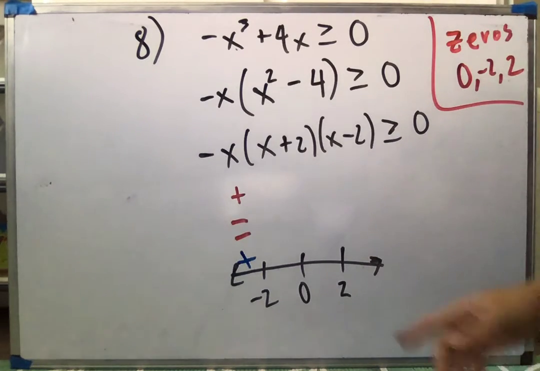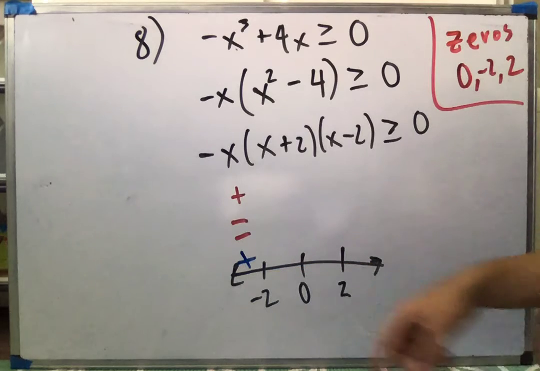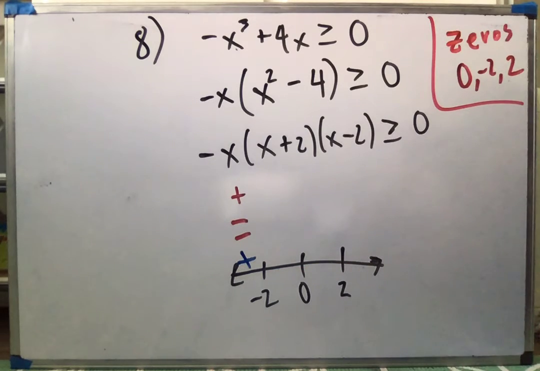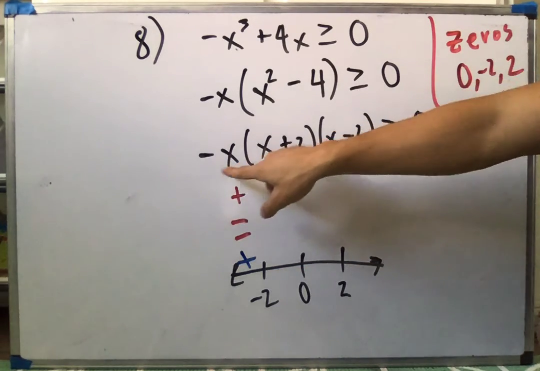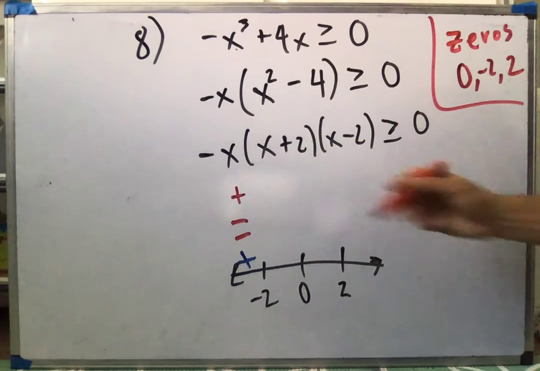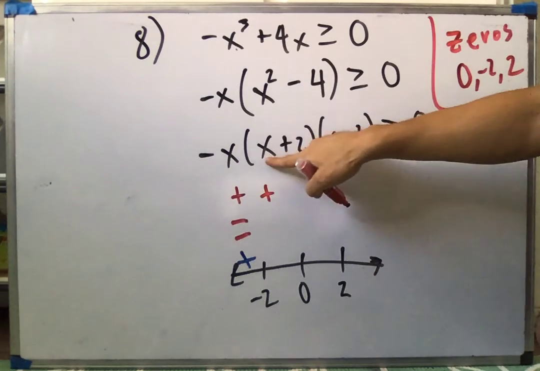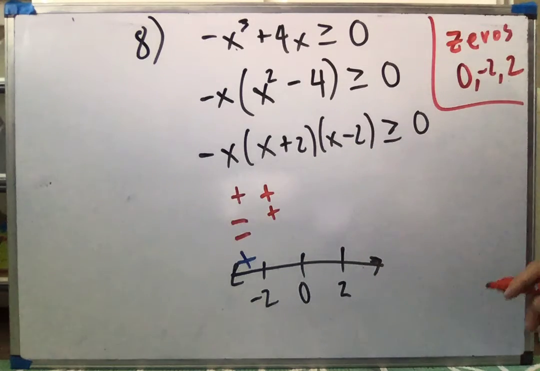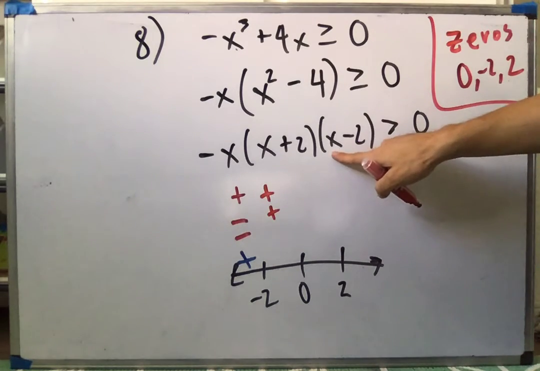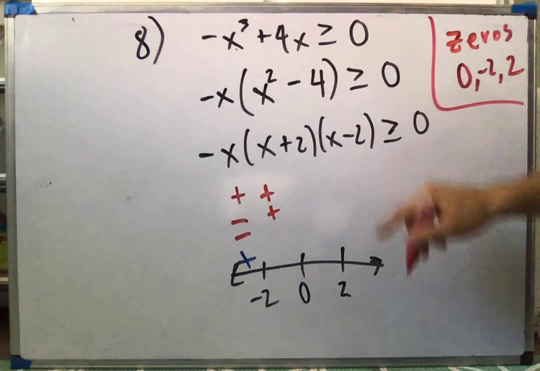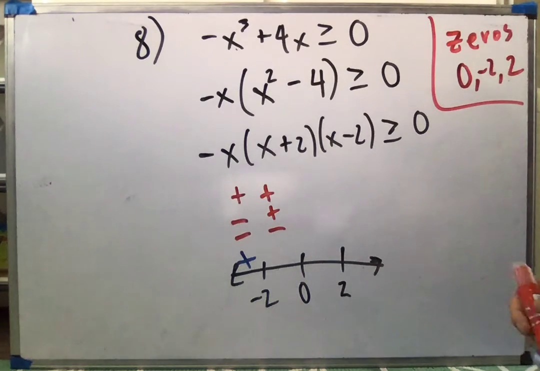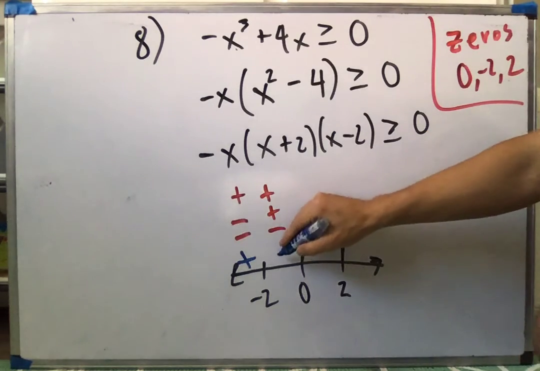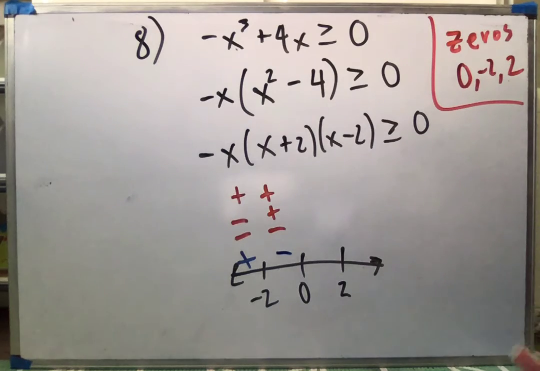Then I'm going to do the same thing, except I'm going to pick something between 0 and negative 2. So let's see, like negative 1 would make sense. Negative of negative 1 is a positive. Negative 1 plus 2, that's going to be a positive again. Negative 1 minus 2, that's going to be a negative. So overall, it's negative here between those two.